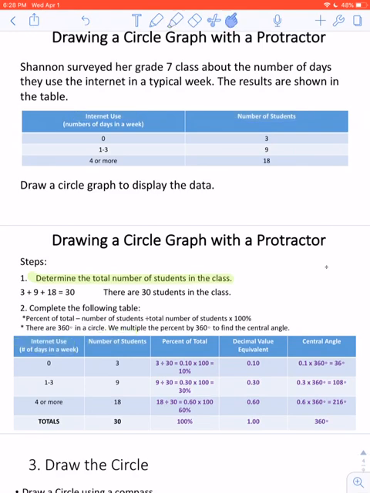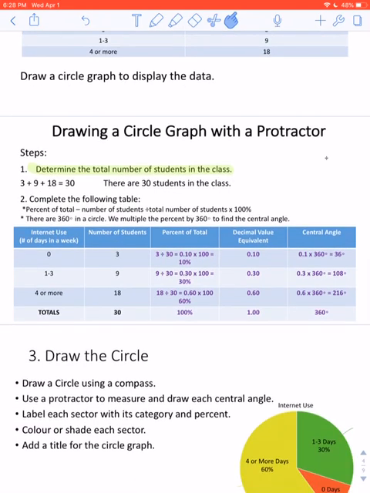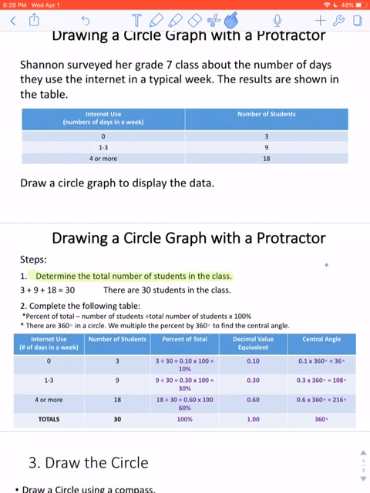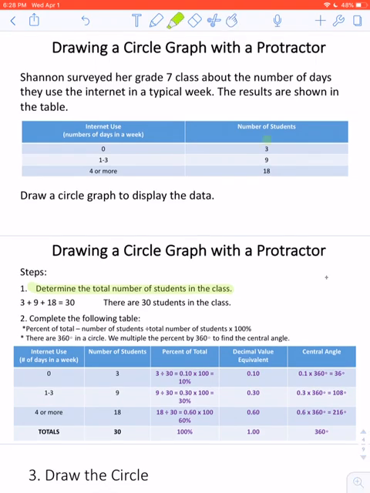Okay, so we've determined the total number of students in the class, and that is taking these numbers here, the numbers of students, and we just added them together. So that's what I did here. 3 plus 9 plus 18 is 30. So we know that there's 30 students in the class.